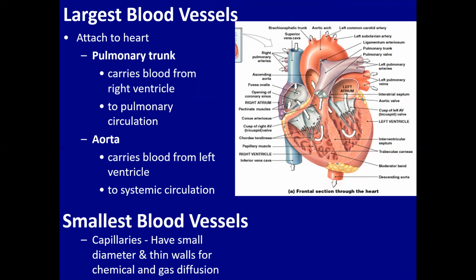We know that the pulmonary trunk is going to carry blood from the right ventricle to the pulmonary circulation. So it goes from the right ventricle to the pulmonary trunk to the right and left pulmonary arteries. It goes down to the lungs, and then the right and left pulmonary veins are going to bring the blood from the lungs back to the heart to the left atrium. The aorta carries the blood from the left ventricle and divides and allows for blood to enter the systemic circulation. The smallest of the blood vessels are the capillaries.